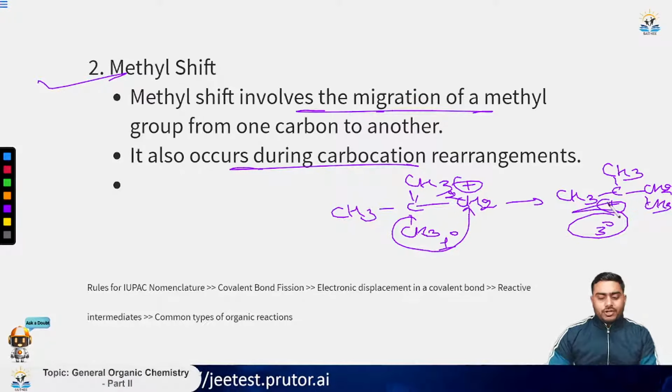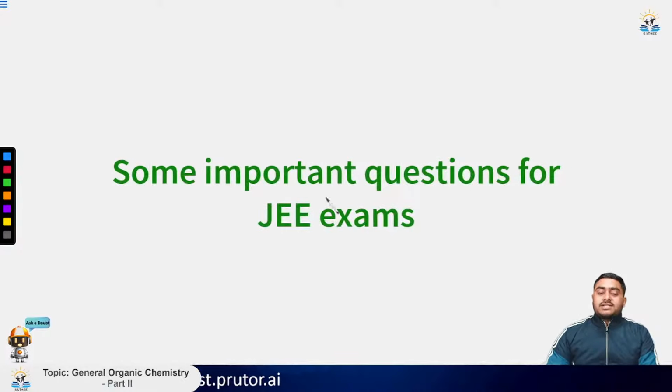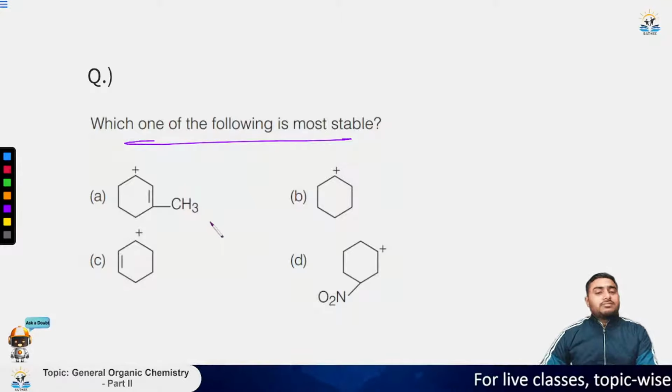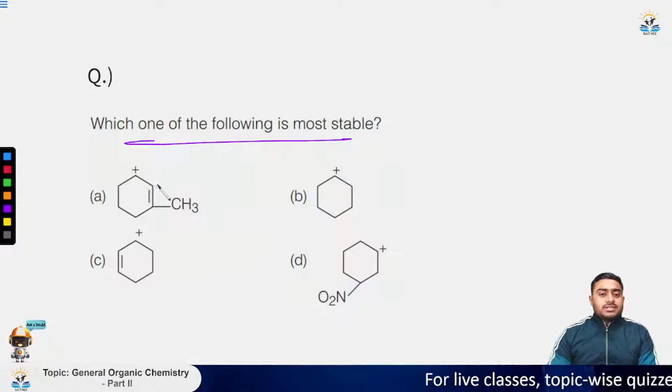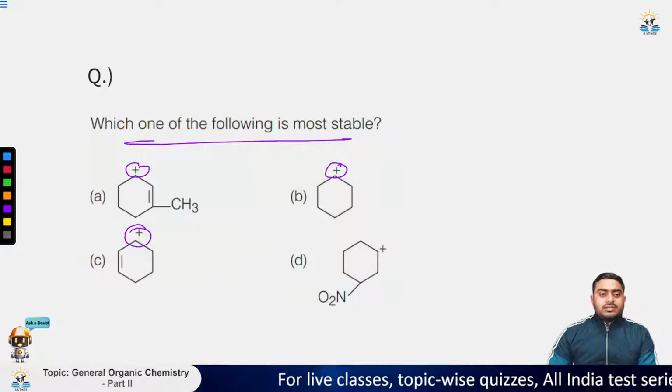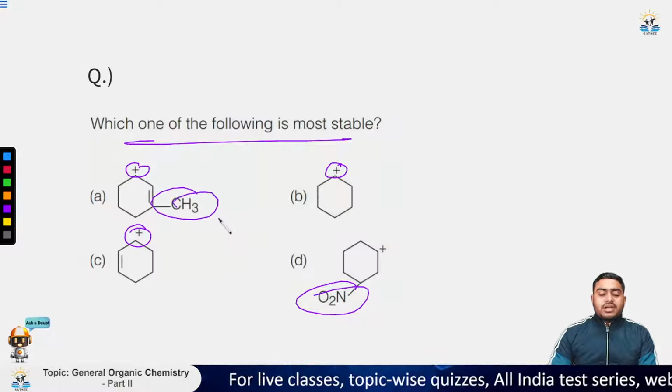Again the same point. Okay, so let's discuss the relevancy, some important questions for JEE exams. Which one of the following is most stable? You have to apply all the concepts that we have discussed today. You can see this is like allyl carbocation, this is normal carbocation, this is again allyl carbocation. There is an electron withdrawing group, there is an electron donating group.